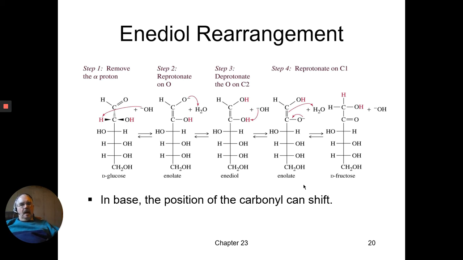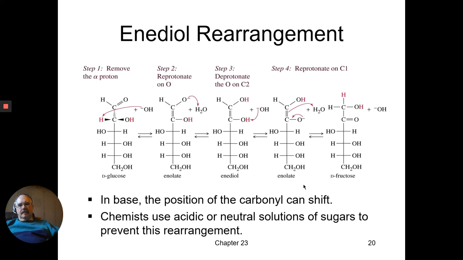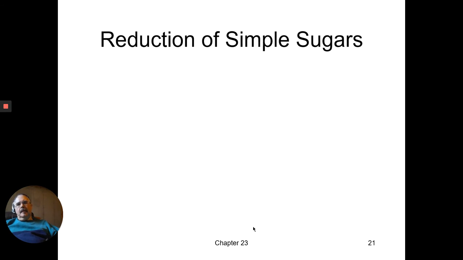In this case, the carbonyl position shifts. So if you're doing carbohydrate chemistry, usually you want to use acidic or neutral solutions of sugar to prevent this rearrangement. There are some situations, such as the Tollens and the Benedict's test, where you actually do carry this out in basic solution, but that's a simple chemical test.